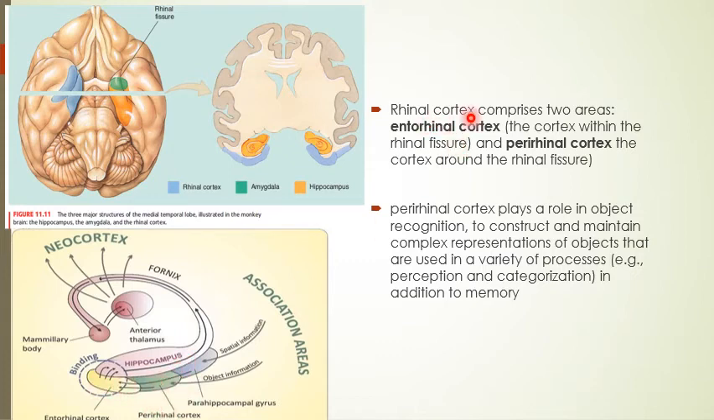Okay, so the rhinal cortex comprises two areas: the entorhinal cortex, here in yellow, the cortex within the rhinal fissure, and the perirhinal cortex, the cortex around the rhinal fissure. And this is the hippocampus here. Adjacent to the hippocampus is the rhinal cortex.